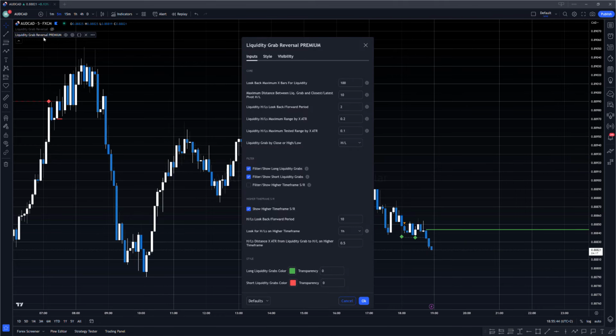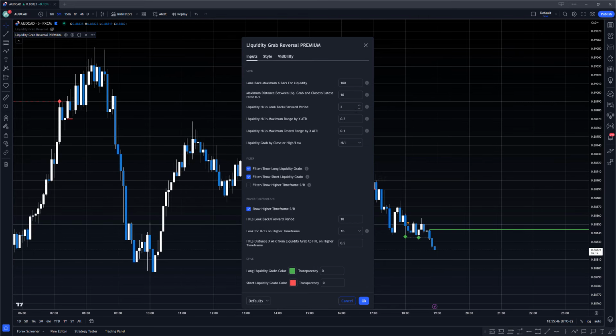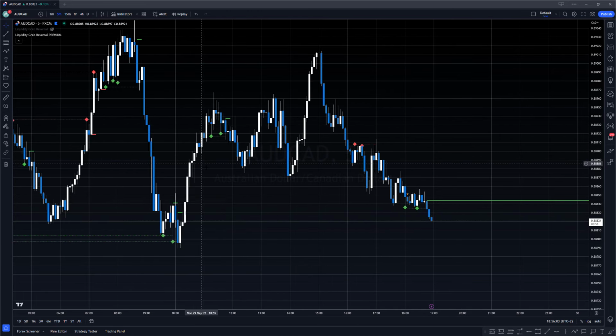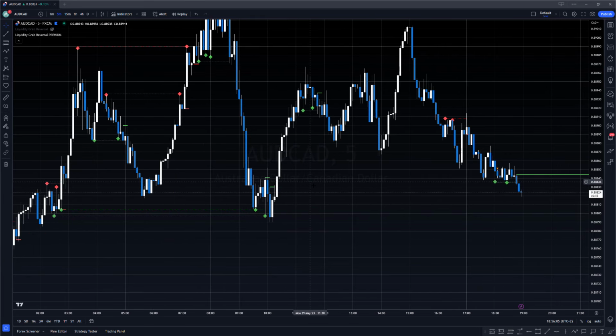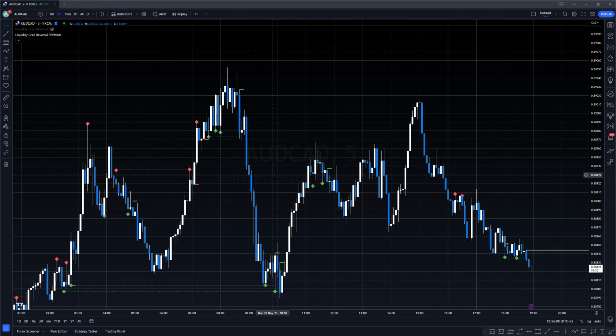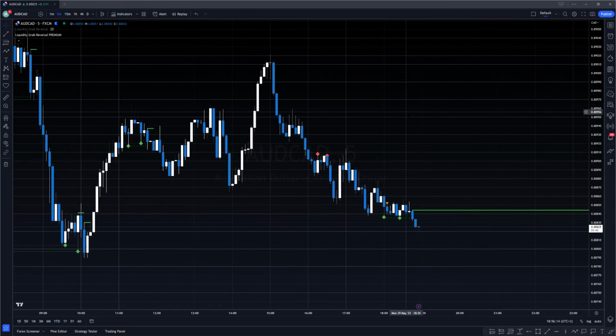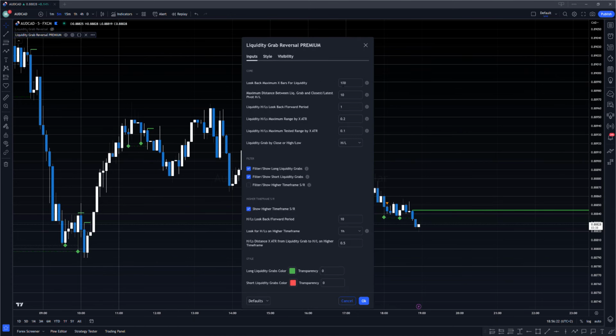So if you have 100 here, it will look 100 candles back to find some liquidity. Okay, so if I for example, it can be a good example here. So yes, if there is a liquidity grab, it will look maximum of 100 candles back to find some liquidity. Yeah, it should be enough.